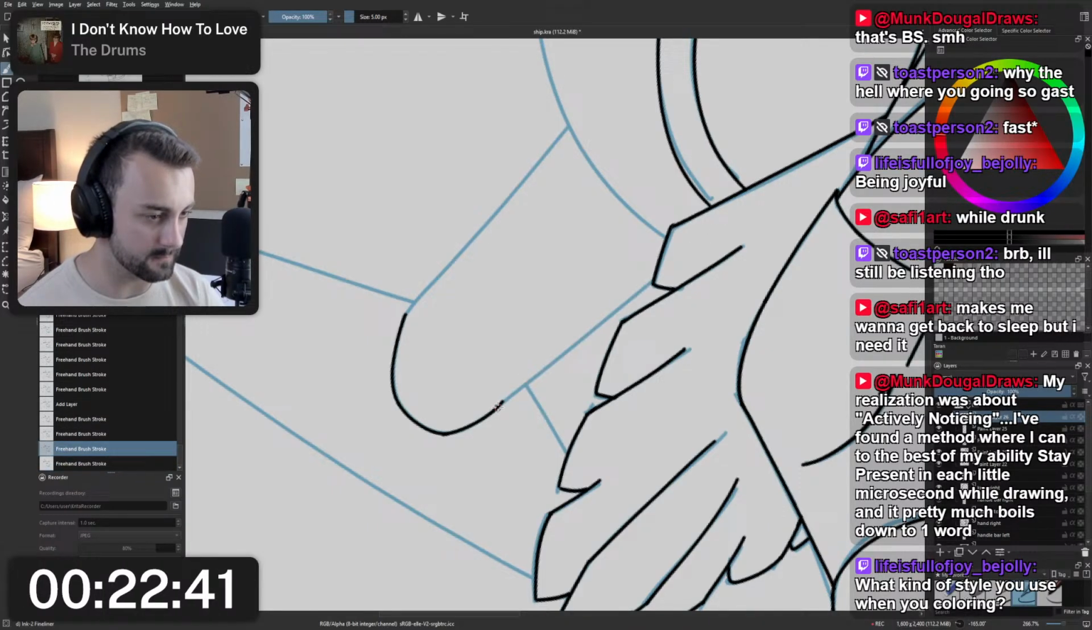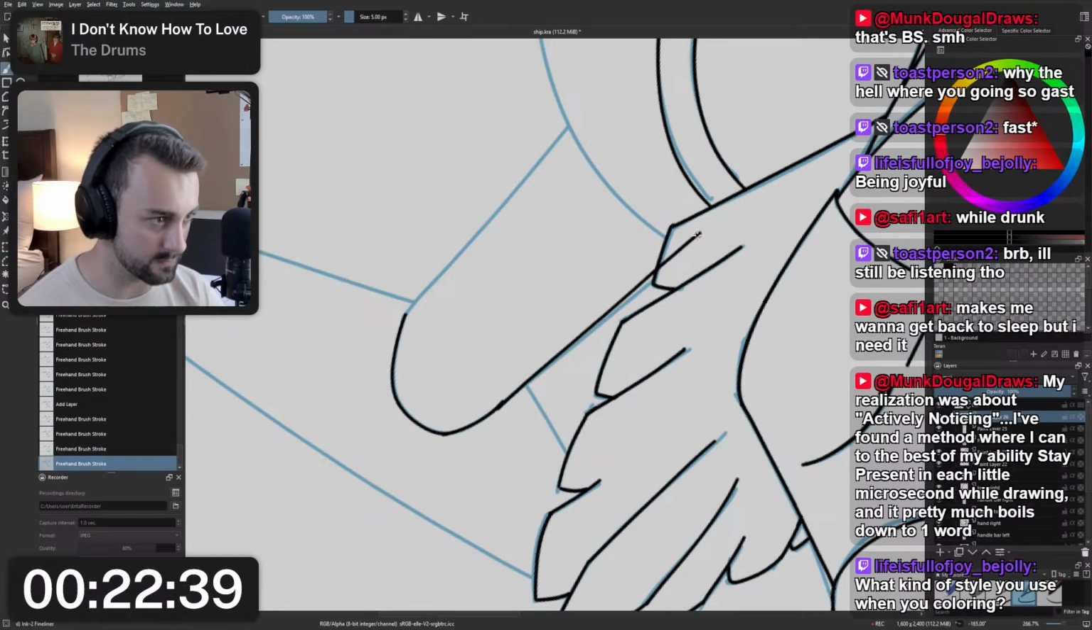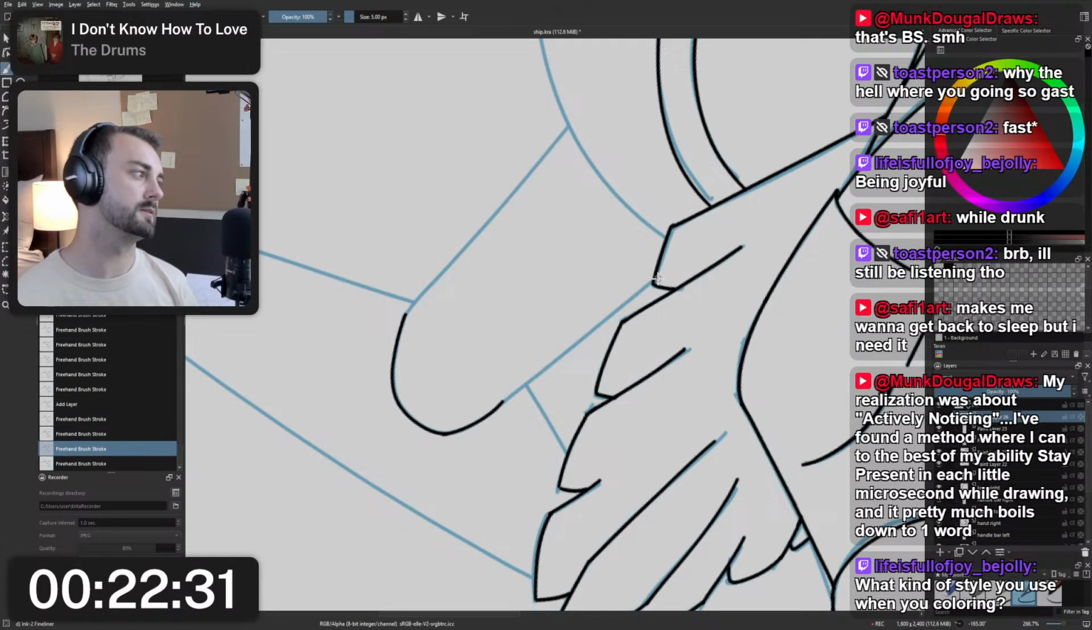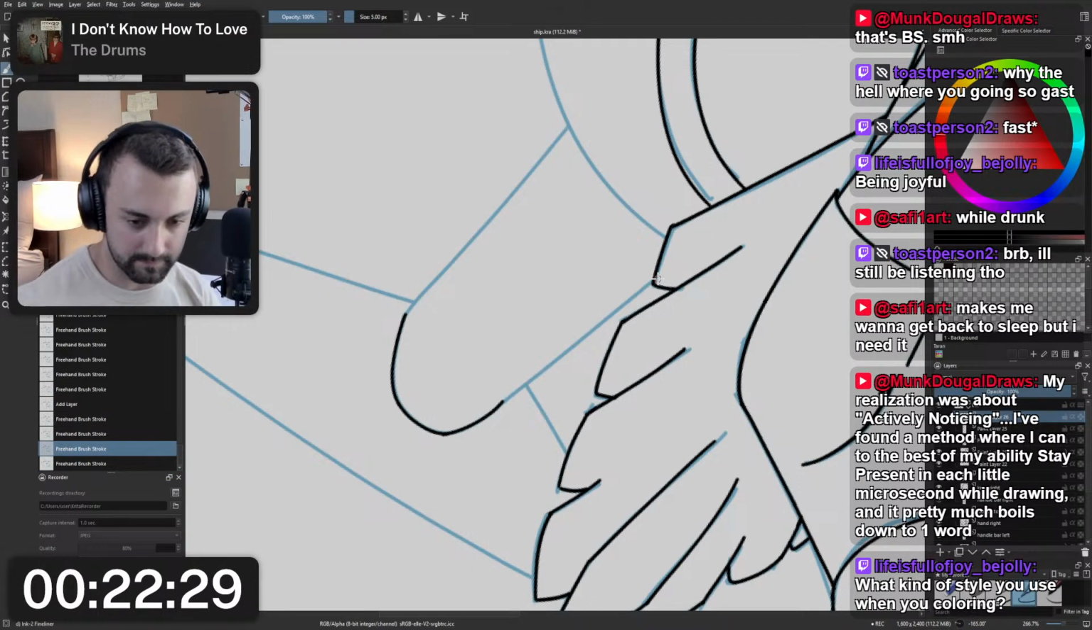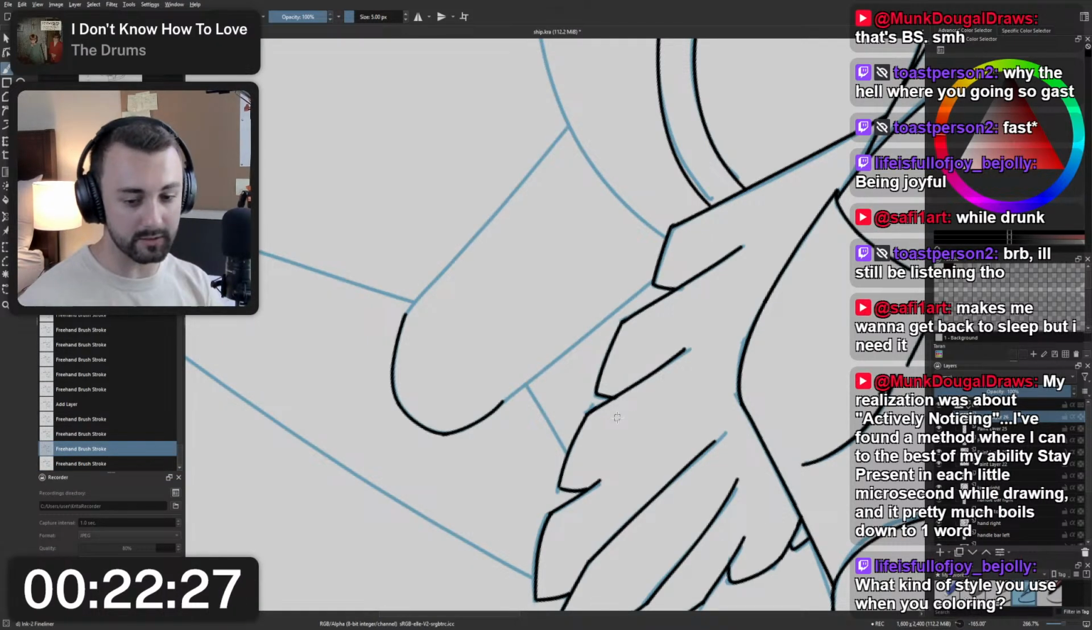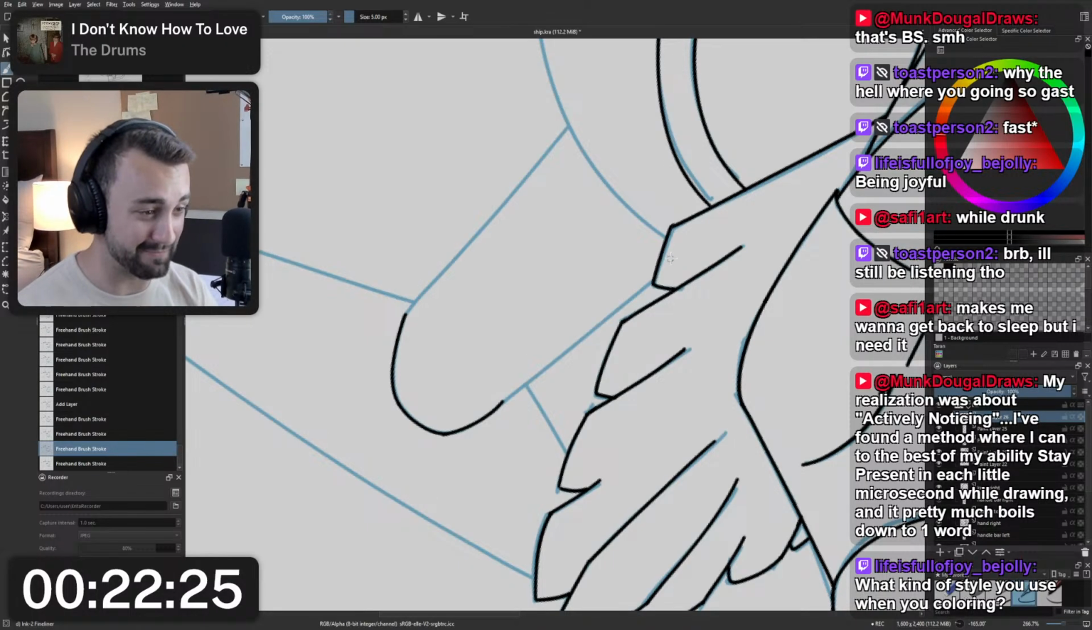It's not that deep. I kind of refuse to take anything too seriously anymore. There's no perfect drawing situation. There's no perfect moment to do anything. What kind of style do you use when coloring? I have no clue. I really have no idea.